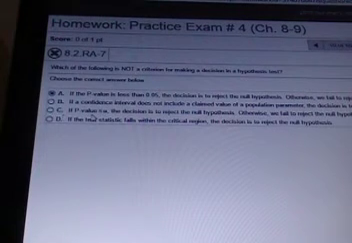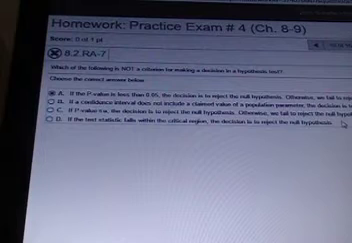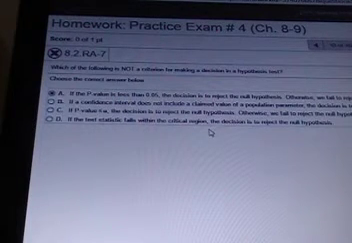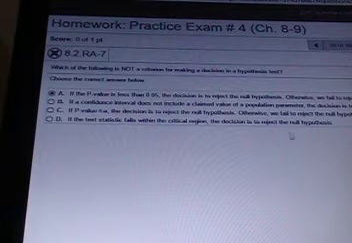If p-value is less than or equal to alpha, the decision is to reject the null. Otherwise, we fail to reject the null. That's saying you got to get an unusual probability. It needs to be less than or equal to alpha to reject the claim. Otherwise, we fail to. If the test statistic falls in a rejection region, the decision is to reject the null.